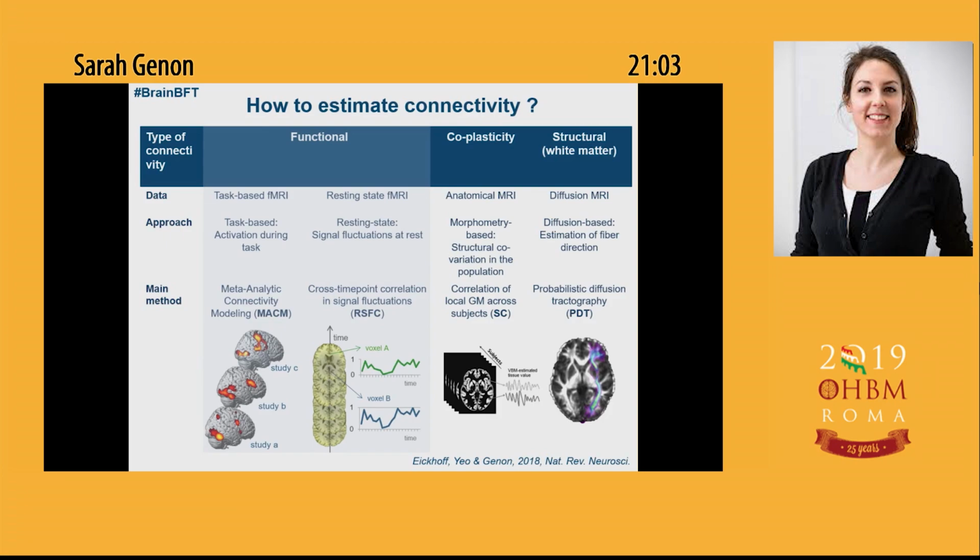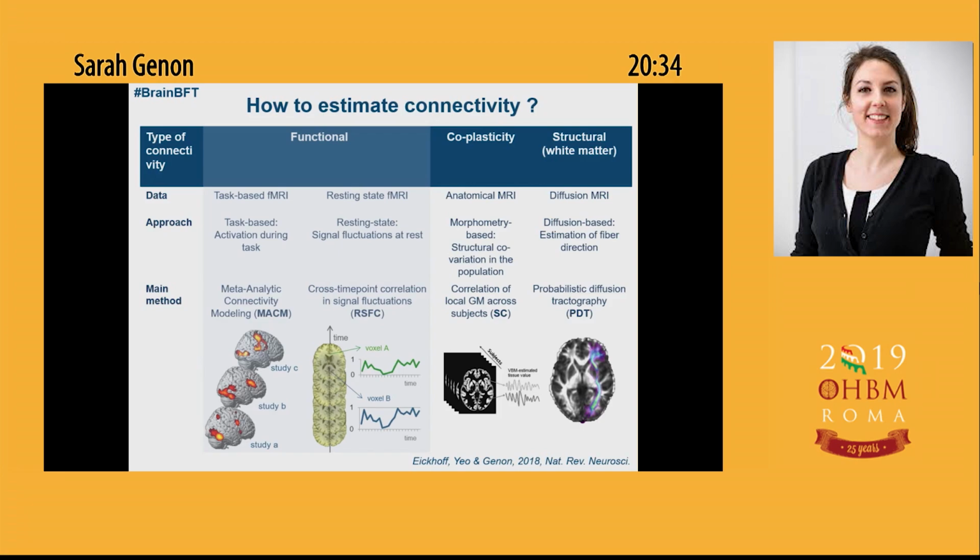So either we have a group of subjects that have been scanned across a range of tasks, or we can use a meta-analytic approach. Basically we look at the activation data reported across the literature, and then we perform meta-analytic connectivity modeling. This is what is illustrated on the left of the slide, in order to get a robust pattern of co-activation of the voxel.